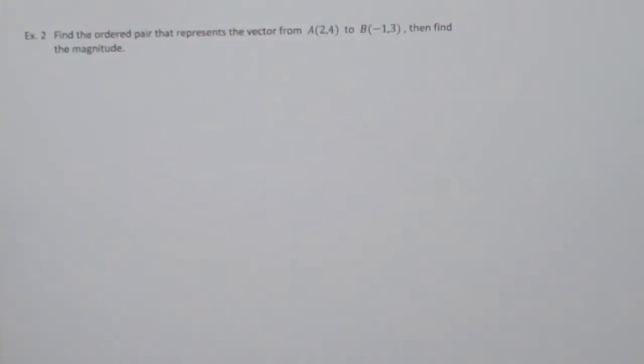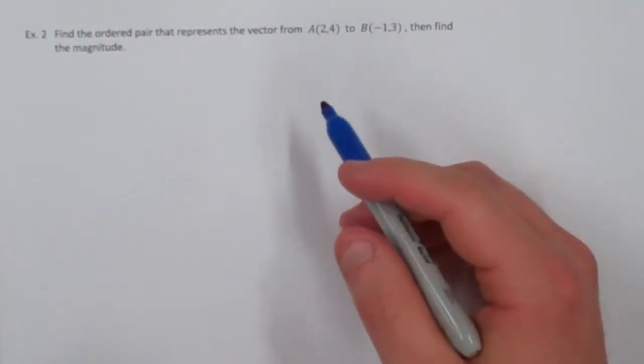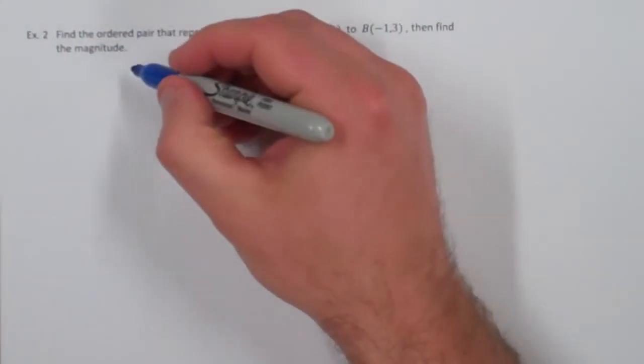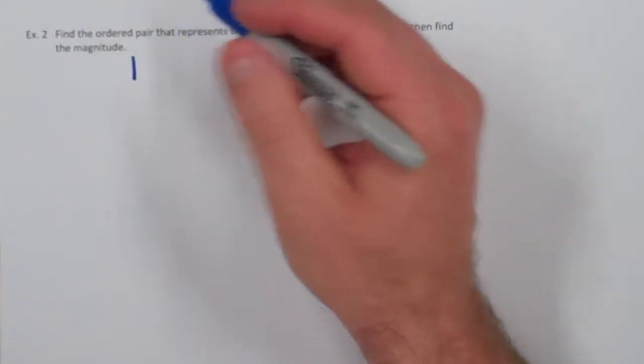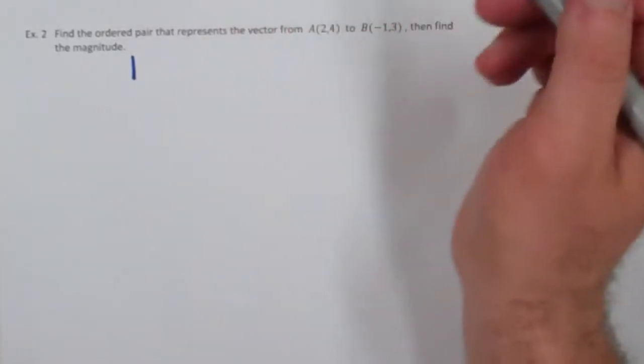Example 2, we need to find the ordered pair that represents the vector from A to B, and then we're also going to find the magnitude. Sometimes when you're asked to find the magnitude, we use these little absolute value bar looking things. They really mean find the magnitude.